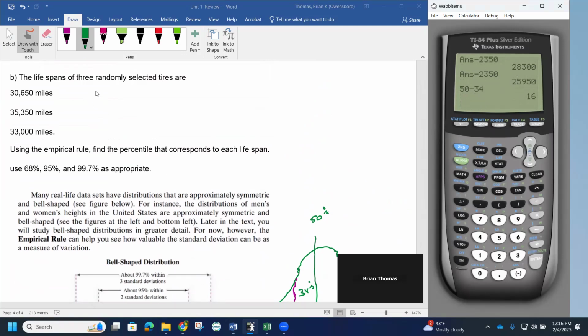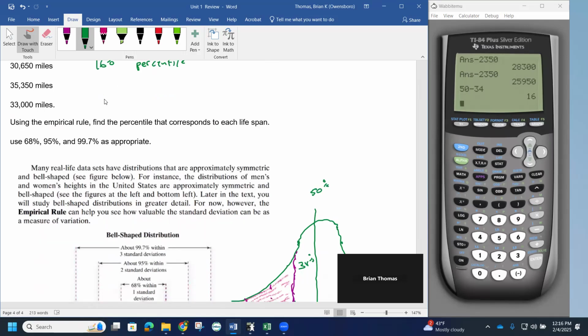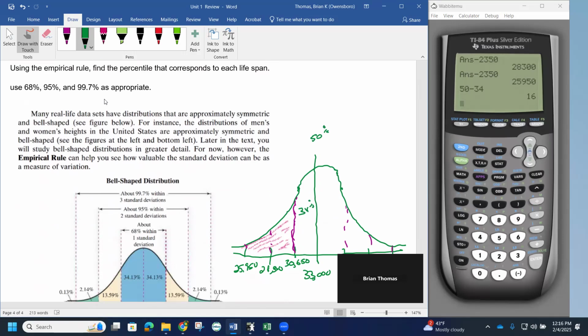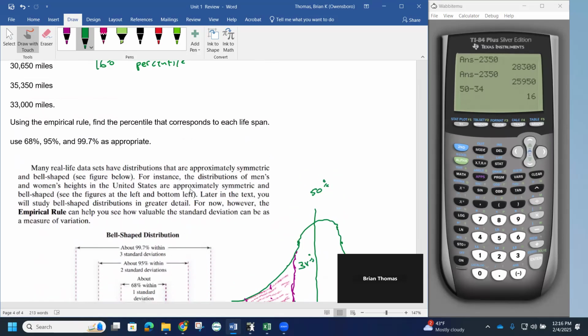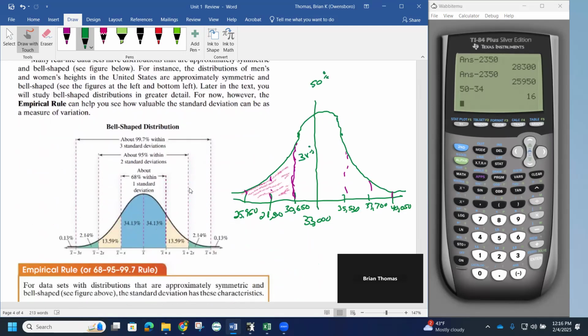So what does that mean? When we talk about percentiles, 30,650 did better than 16% of the tires on the road. So that's not a very good percentile, 16% better than the rest.